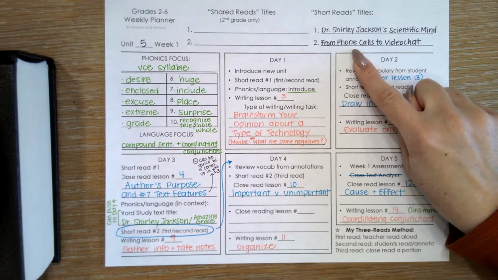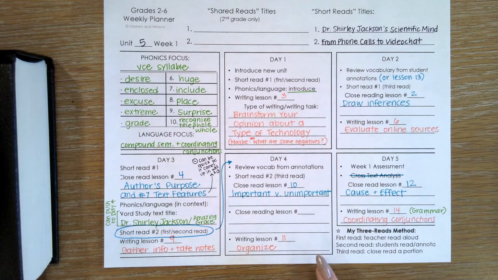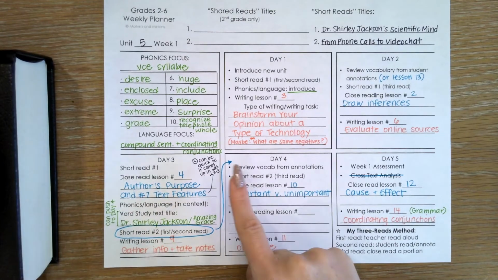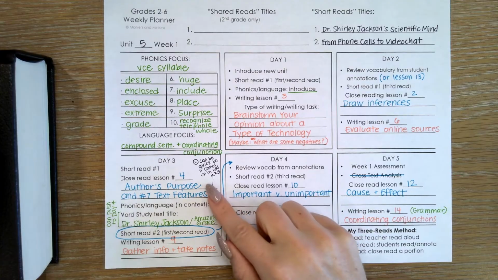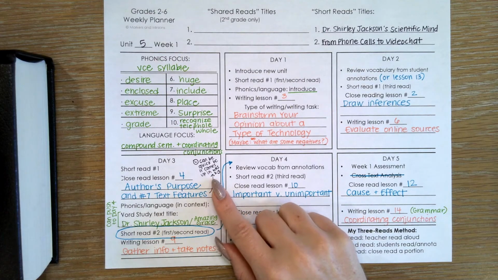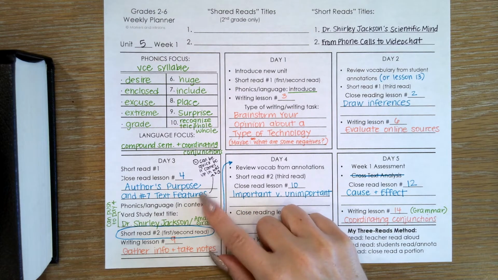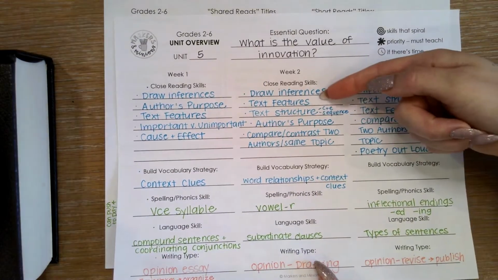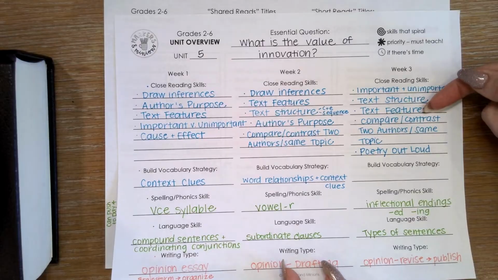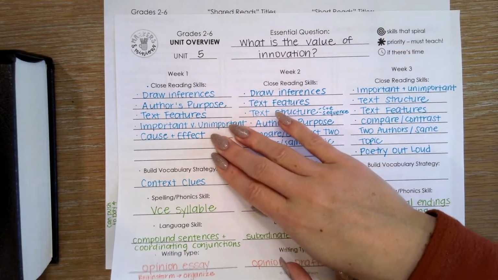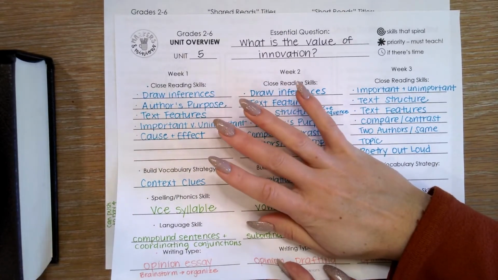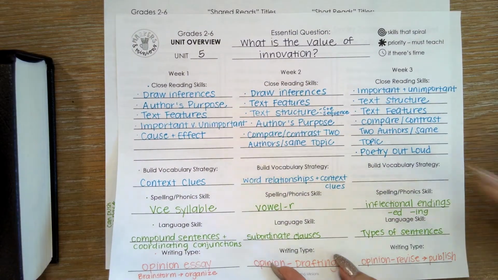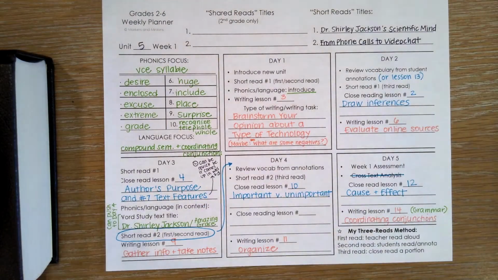you might consider introducing your next text, from phone calls to video chat, to day 4. So that's why I drew that little arrow. Alternatively, you can see here, I wrote, this could be quick, this text features lesson, because we know that it comes up in weeks 2 and 3 again. So if you're pressed for time, you can take some of that pressure off knowing that it's coming up again and again.